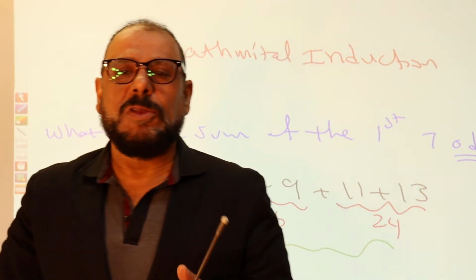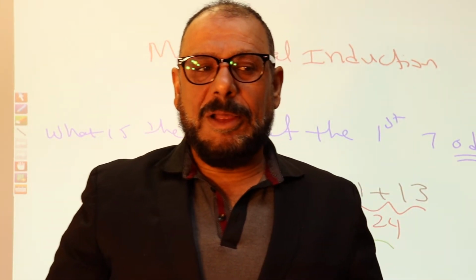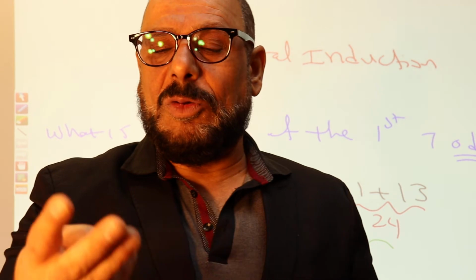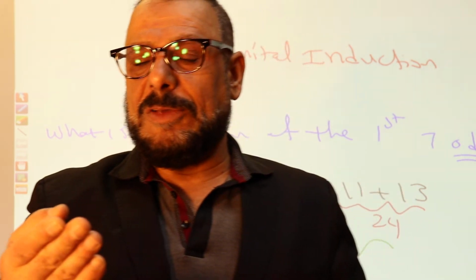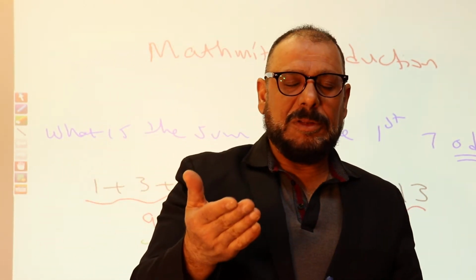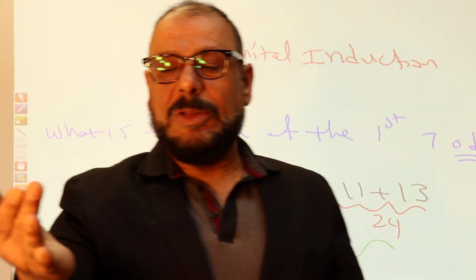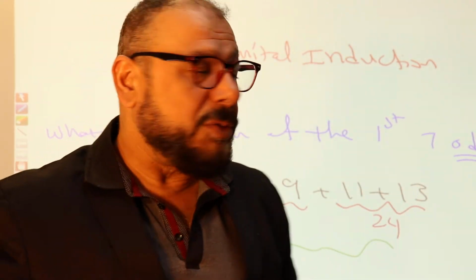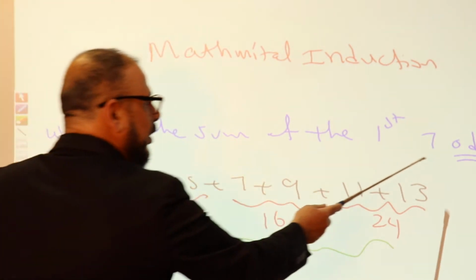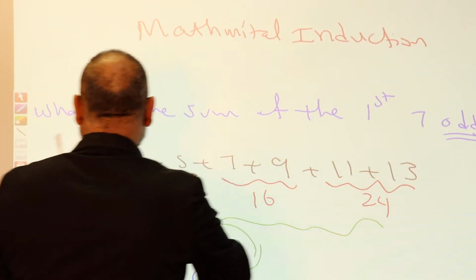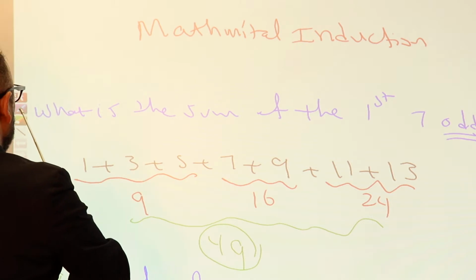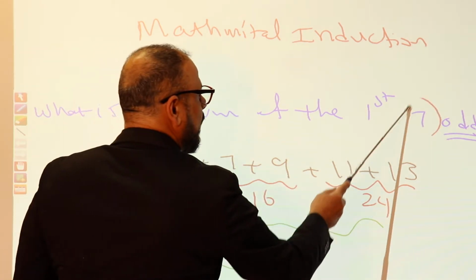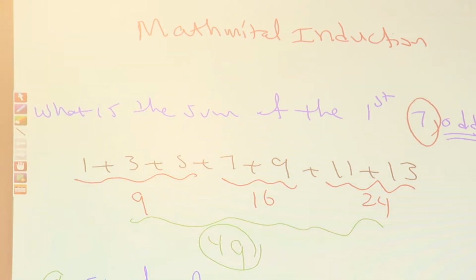What is the sum of the first 9 odd numbers? 1 plus 3 plus 5 plus 7 plus 9 plus 11 plus 13 plus 15 plus 17. That's 9 numbers, and the sum is 81. What's the rule, guys? The rule is you take this number and you square it.